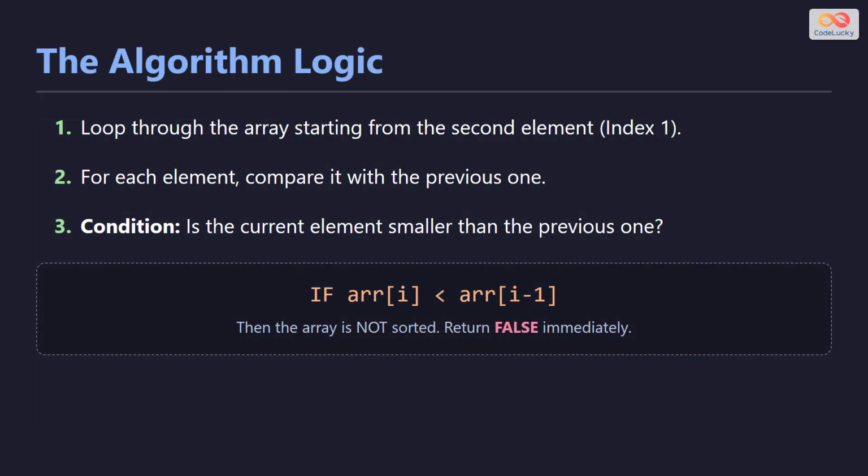Here is the logic. We loop through the array starting from the second element. In each step, we look back at the previous element. If we find any case where the current element is strictly smaller than the previous one, we know the order is broken, and we can immediately return false.